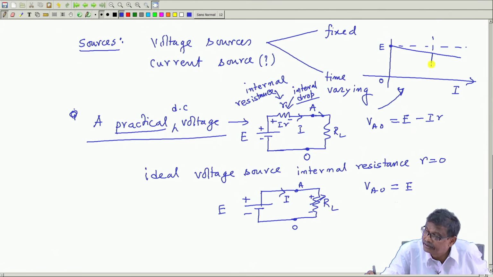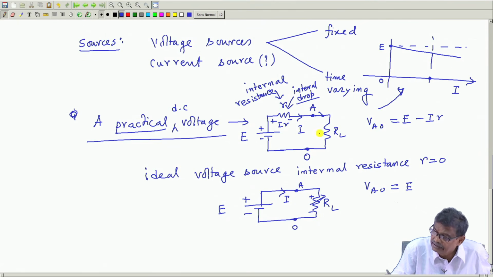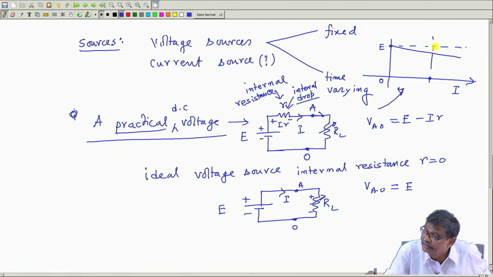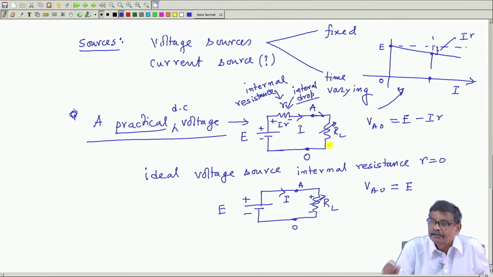So, for any particular current I, who decides that current? If you change RL, I will change. Therefore, for this current, this is the total voltage and this much will be your IR. So, from E subtract IR, you get the voltage applied across RL. It simply tells that.